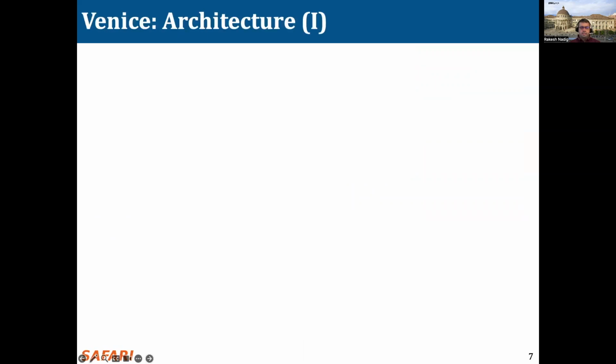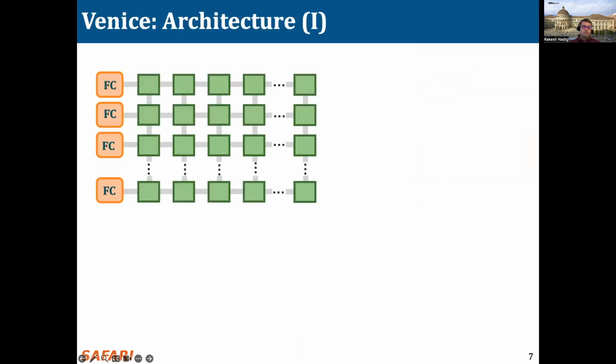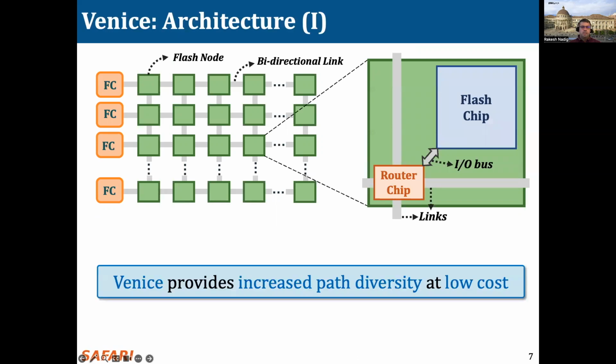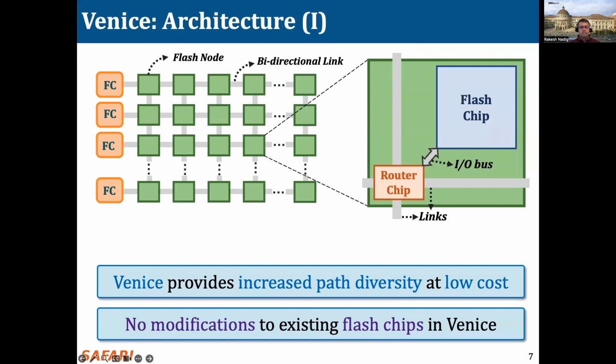Let's look at the architecture of Venice. Venice has an interconnection network of flash nodes, which are connected using bidirectional links, and each flash node consists of a flash chip and a router chip placed next to it. Venice provides increased path diversity at low cost, and existing flash chips do not require any modifications in Venice.